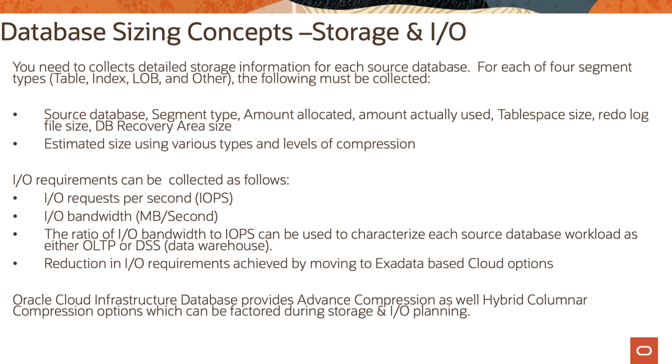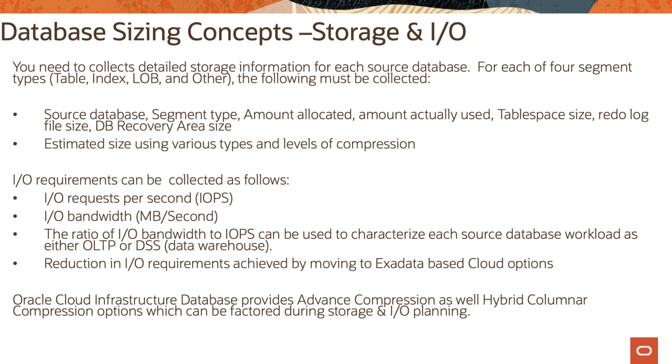The IO requirements can be collected as IO requests per second, known as IOPS, and IO bandwidth, that is MB per second. The ratio of IO bandwidth to IOPS can be used to characterize each source database workload as either OLTP or decision support system. The reduction in IO requirements achieved by moving to Exadata-based cloud options is another factor we need to think about.